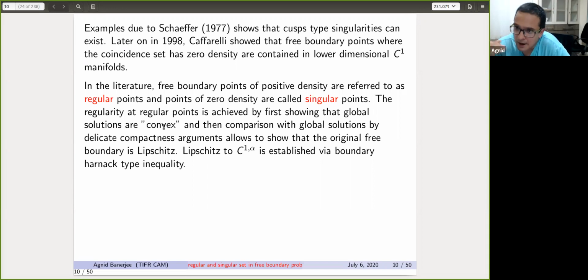By using some compactness arguments, you are able to show that if your solution is close to some global solution, then you have a comparable cone of monotonicity for your original solution near a free boundary point.